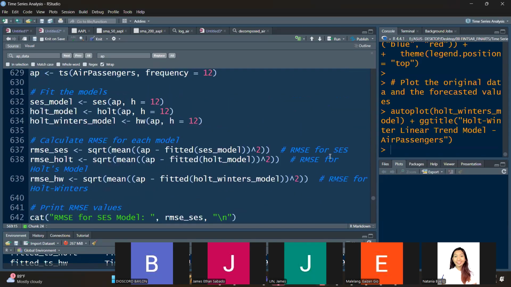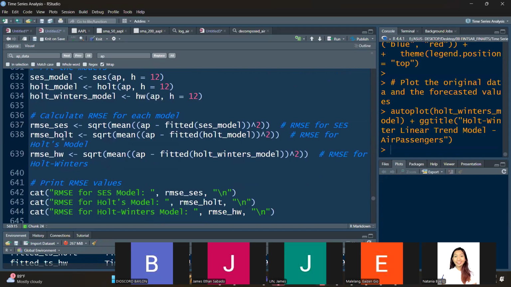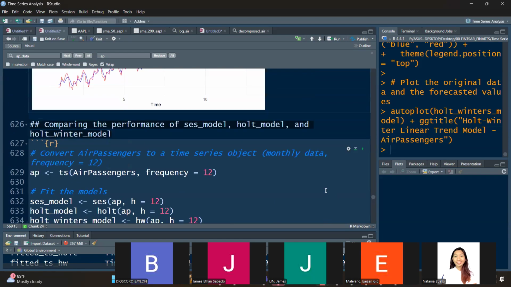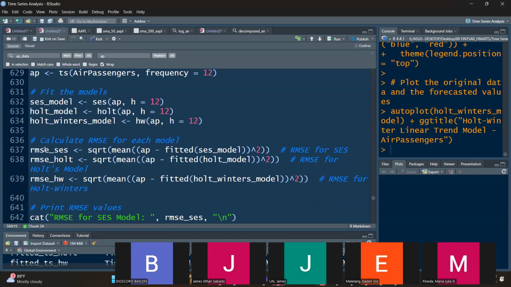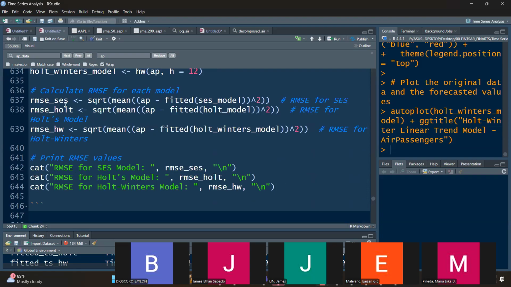So here, let's now compute the RMSE of SES, Holt, and Holt-Winters. I just wanted to show this to you, which is more powerful. Here I recreated the model for SES, Holt, and Holt-Winters, and then I'm computing the RMSE: the mean of the actual minus the fitted value squared, then get the average and then the square root. So we compute the RMSE for SES, Holt, and HW, and then we print.